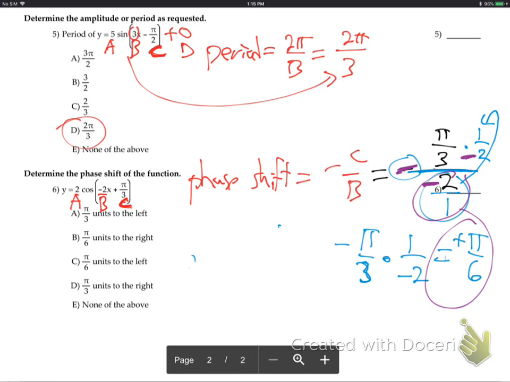So that's pi over 6 units to the right, isn't it? Wasn't that the answer? Yeah, B. To the right. Positive. Good. All right, we'll keep moving.